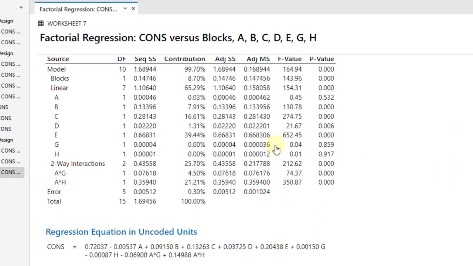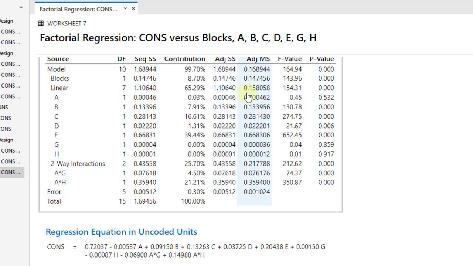The ANOVA table depicts first of all the blocks. The blocking effect has a p-value less than 0.05, so it means that the effect of the blocking is found to be significant. Then we look at the effect of linear terms. We can see here, the p-value associated with the term A and the terms G and H have a p-value greater than 0.05, thus they are insignificant terms. However, the rest of them all have a p-value of 0. It means they are very much significant. If we talk about two-way interaction, both of the two-way interactions have a p-value less than 0.05, so they are also found to be significant.